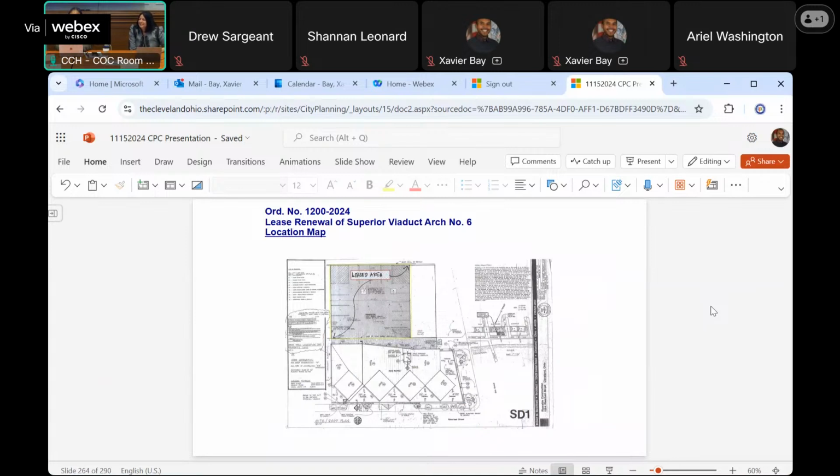So this is a lease renewal of the Superior Viaduct, Arch number 6. You know, MOCAP, we own the majority of the bridges in the city. We are leasing space under this bridge to a construction company that is adjacent to it. They've been occupying the space for over 5 years, and we want to renew their lease now. Right here, you see a map of the space, building right there, with like 4 diamonds as their office, and then the lease area is what is behind it.